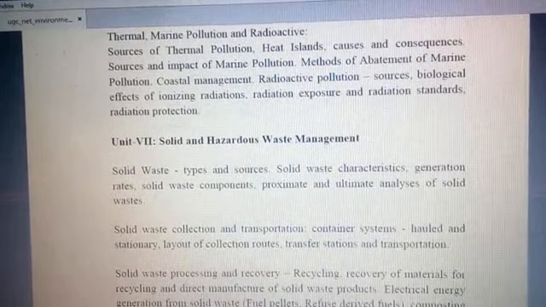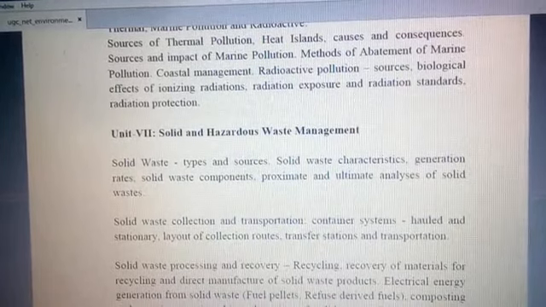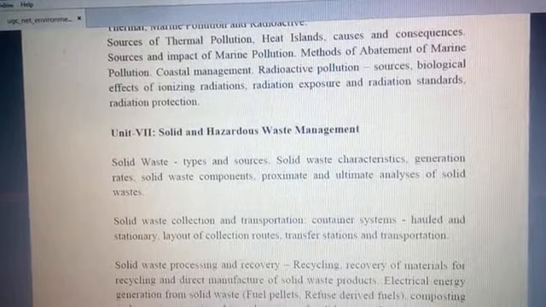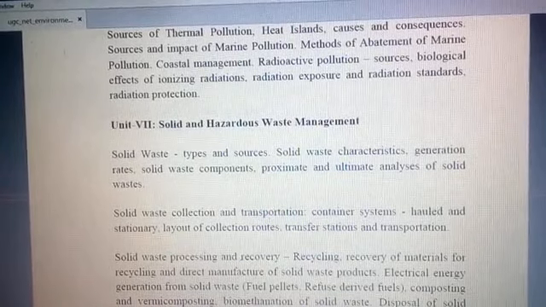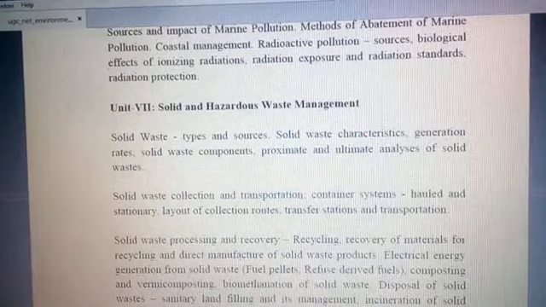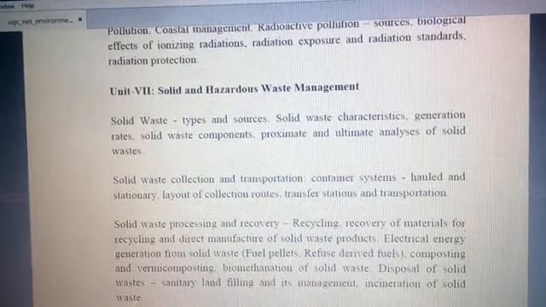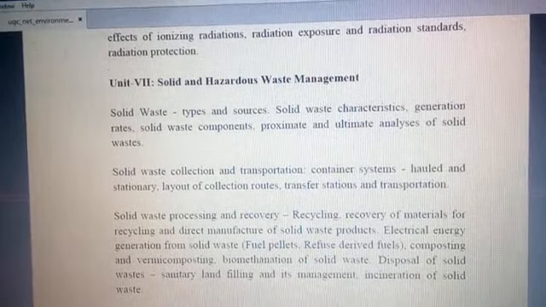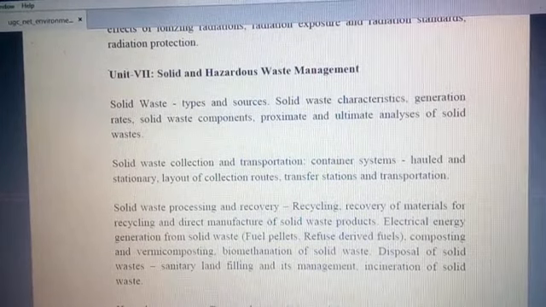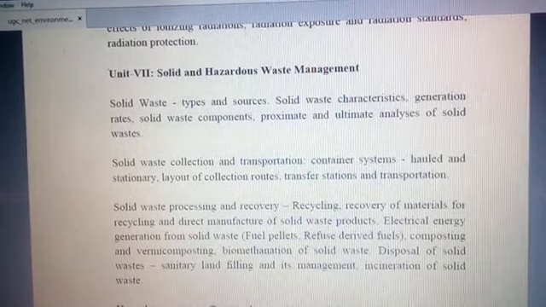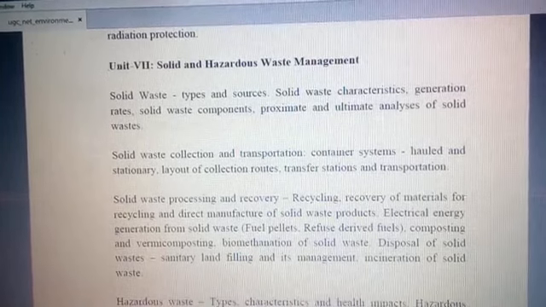In this unit we will study about solid waste types and sources, solid waste characteristics, generation rates, solid waste components, proximate and ultimate analysis of solid waste, solid waste collection and transportation, container system, hauled and stationary, layout of collection routes, transfer stations and the transportation of the solid waste.